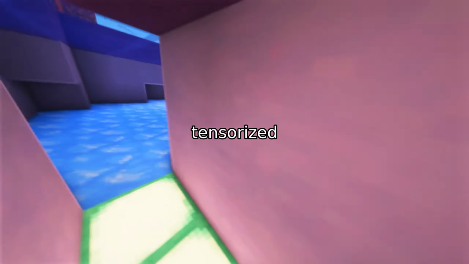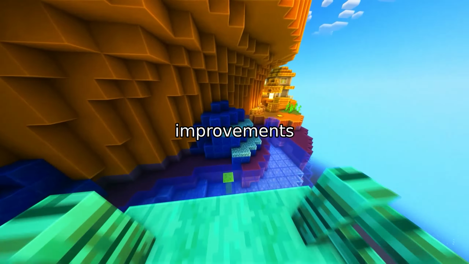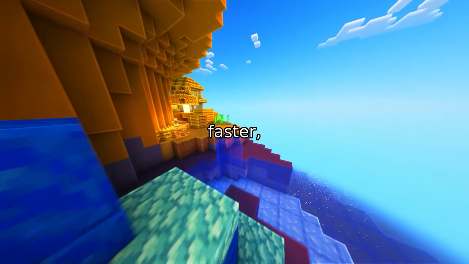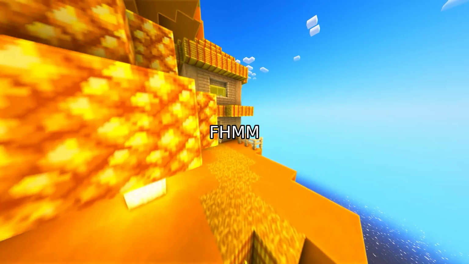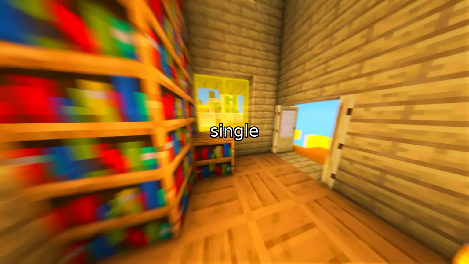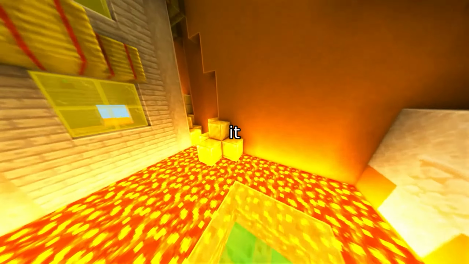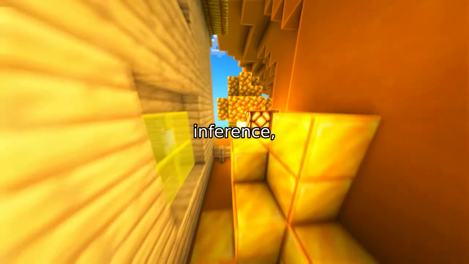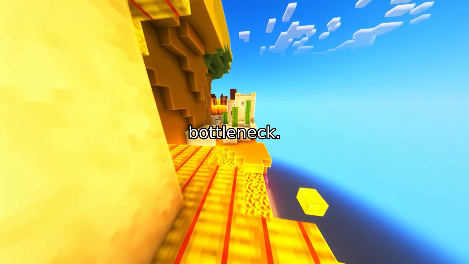Benchmarks confirm the tensorized version is numerically identical to the naive approach down to machine epsilon, but runtime improvements hit up to 4,500 times faster, with drastically lower memory overhead. This makes large-scale fHMM inference viable for everything from single-molecule biophysics to financial volatility modeling. And critically, it unblocks non-conjugate Bayesian inference, where evaluating the marginal likelihood for Metropolis-Hastings sampling has historically been the bottleneck.